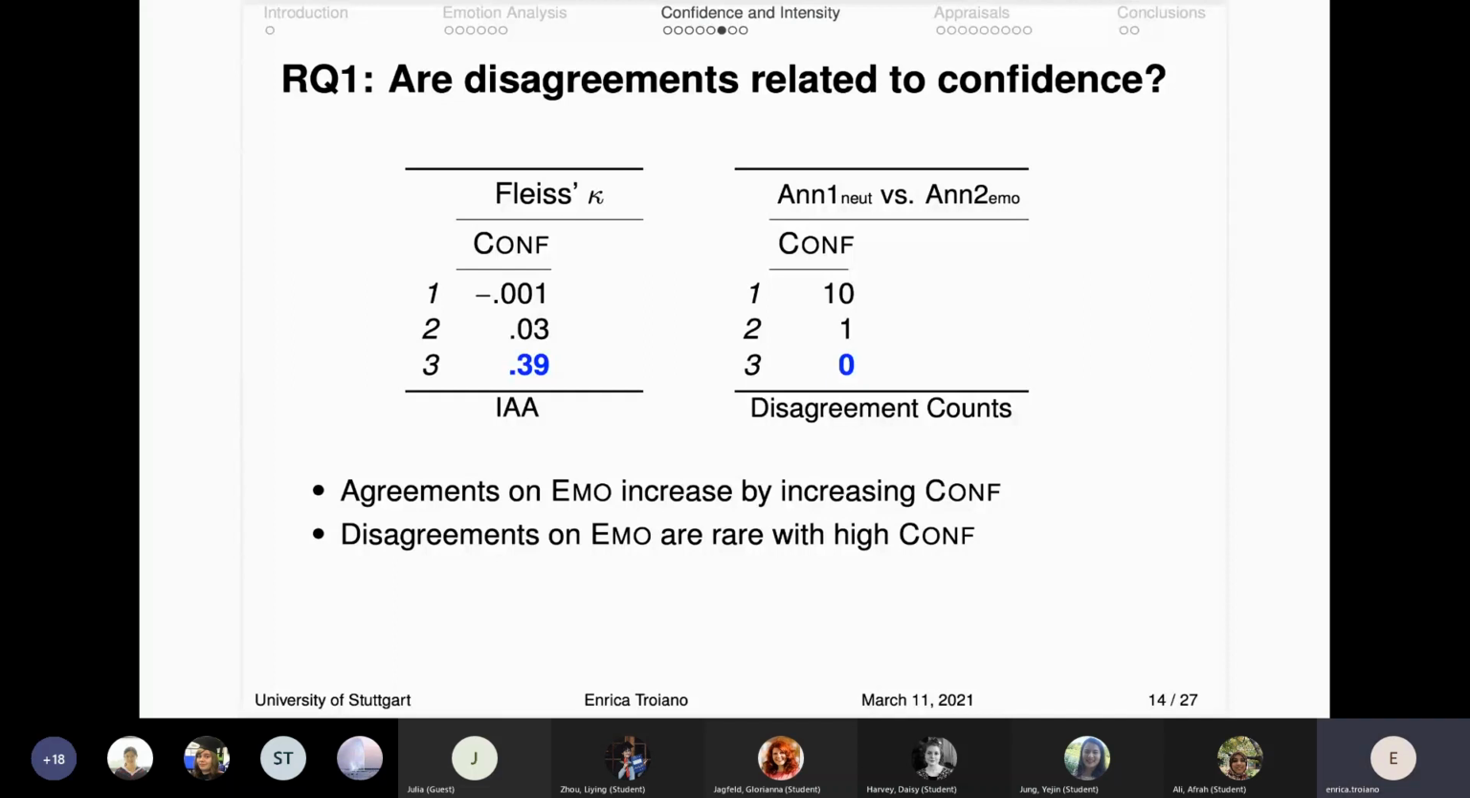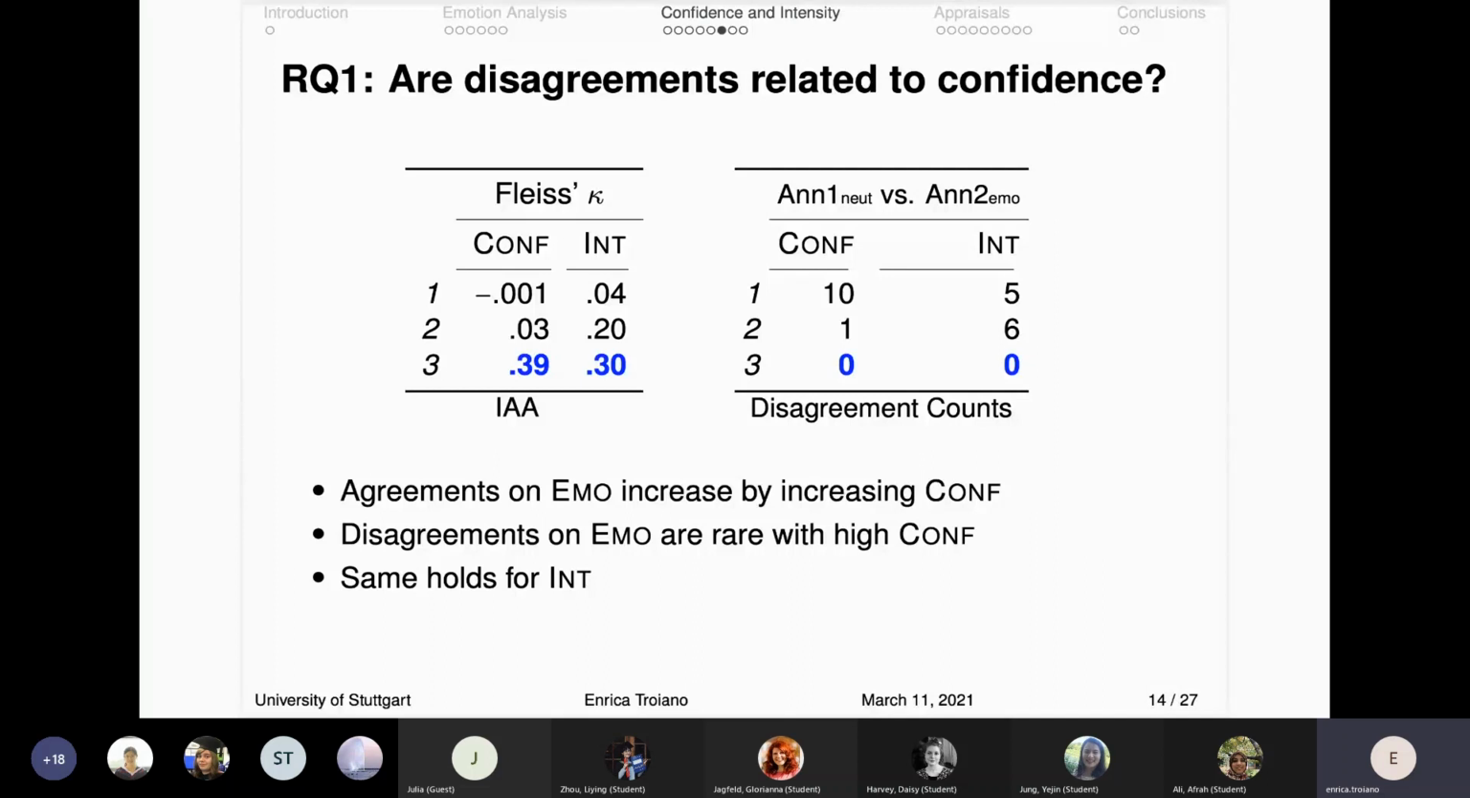This is not very surprising. That's basically the assumption we made at the beginning. But when we applied the same operations to the answers that we collected for intensity, we found similar results. We found that Fleiss' kappa increases by considering increasingly higher levels of intensity. And we also see that people never disagree when the emotion is perceived with a high intensity.